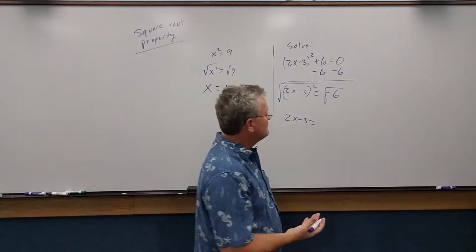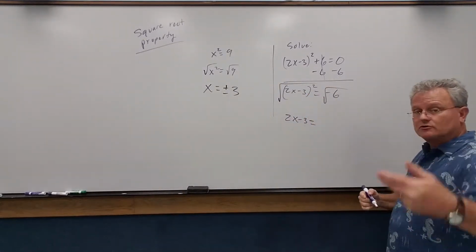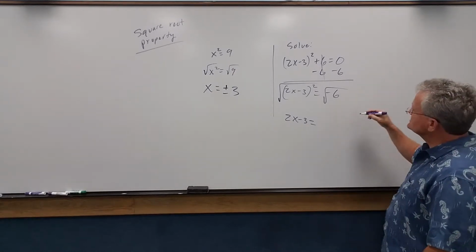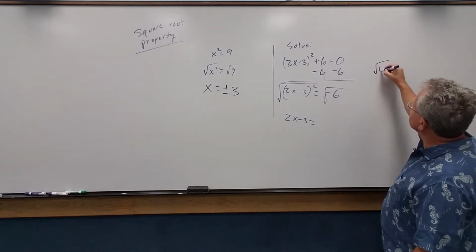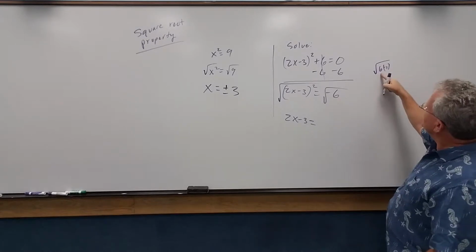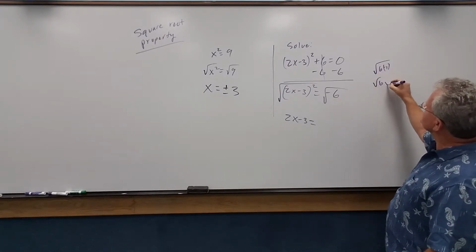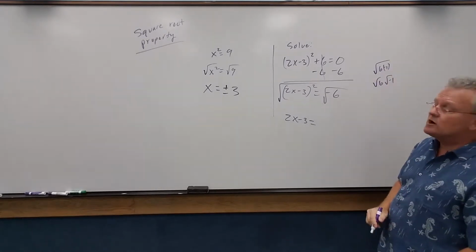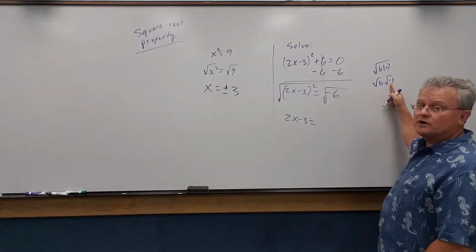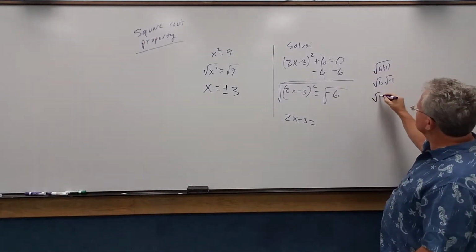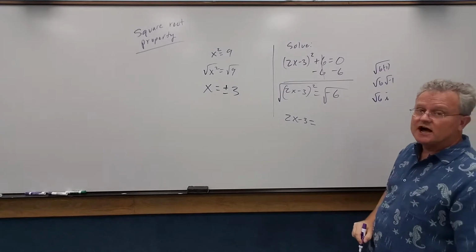Now on this side, remember, in the earlier section we covered complex numbers. This we can think of as this. And this is the square root of 6 times the square root of -1. The square root of -1 by definition is i. So this is the square root of 6 i.